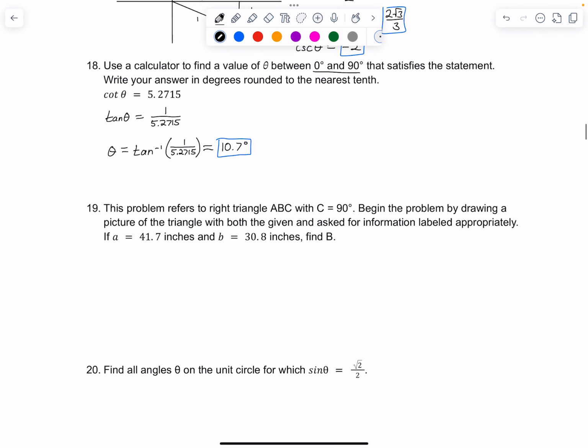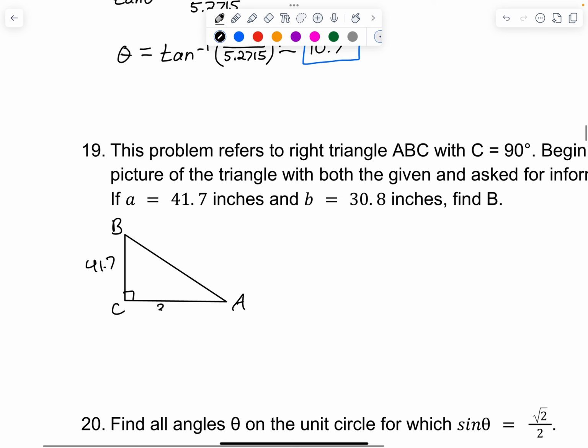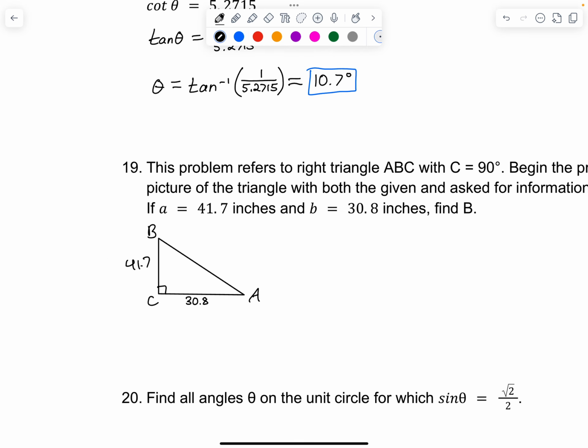Okay, number 19 gives us another triangle. Instructions are first to draw a picture. So we've got A, B, C. A is 41.7, B is 30.8, and they want us to find angle B. This time we're going to do what I was trying to do in some previous problem. But if we want to find B, we need an equation that relates these two sides. And a good equation for that is going to be tangent.